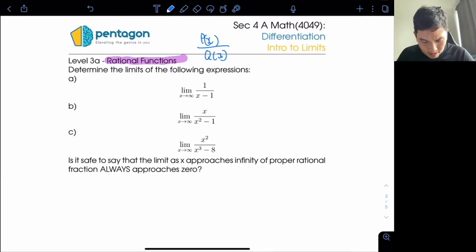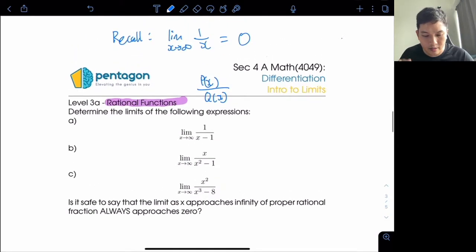Part A, how do we evaluate this limit of this expression, limit of 1 over x minus 1 as x approaches infinity? Now, this is very similar to what we did in the earlier video, question 1D. Now, if you recall in 1D, this is what we found, right? We found the limit of 1 over x as x approaches infinity. We found that to be 0.